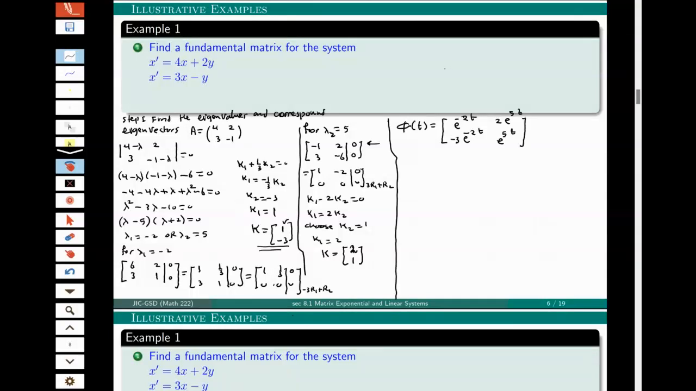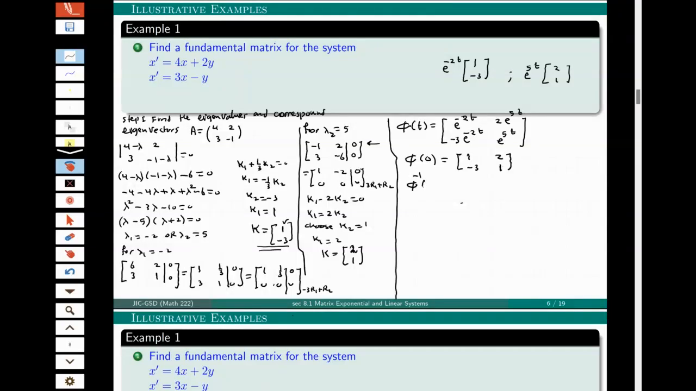So the first column comes from e raised to the power minus 2t times its vector, which is 1 and minus 3. The second column will come from e to the power 5t times its vector, which is 2 and 1. That's the form of the fundamental matrix. Now, what is phi at 0? Phi at 0 will be, when I substitute 0, 1, 2, minus 3, and 1.